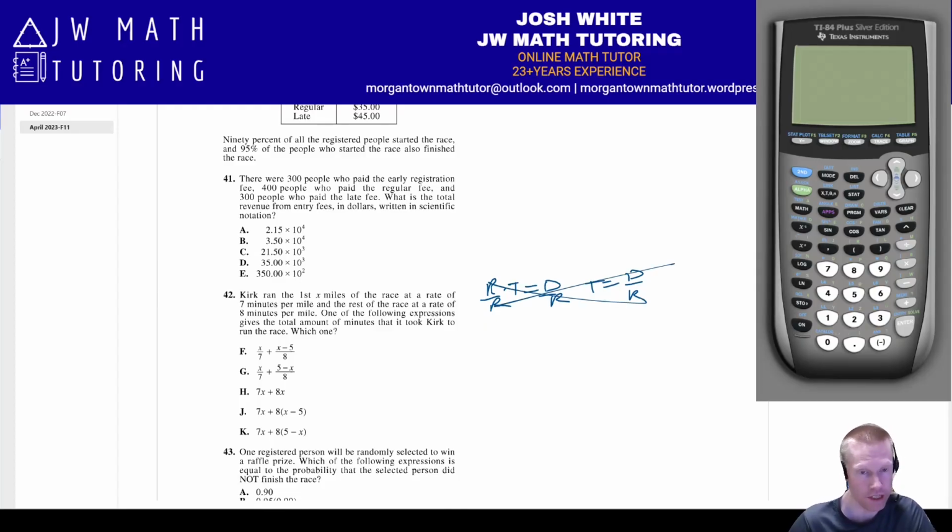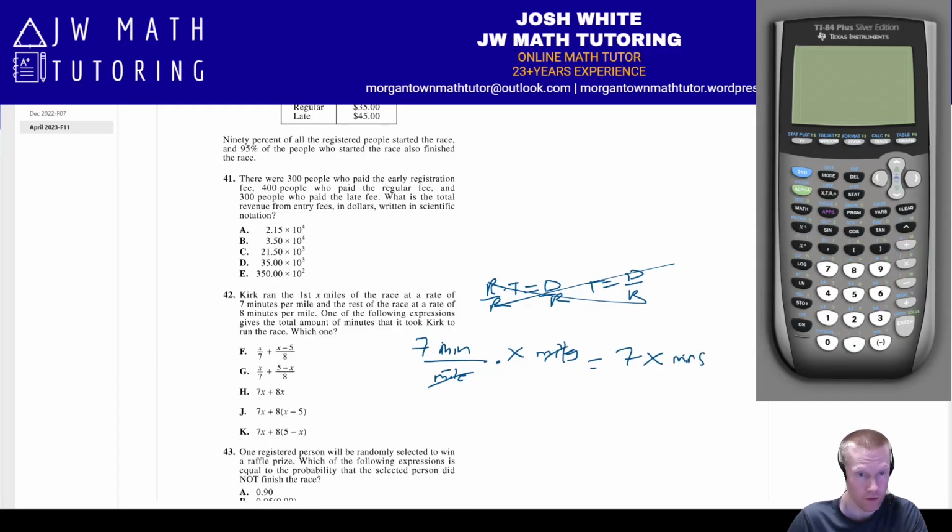So you're actually not going to use this formula at all. First, I'll go through the theoretical way to solve this, and then I will show you also how you could use picking numbers to figure out which is correct. So if he runs X miles at a rate of 7 minutes per mile, to get the time, you just multiply those. Think about it, 7 minutes per mile, and you go for X miles. You multiply those, the miles cancel out, and you just get a time of 7x minutes.